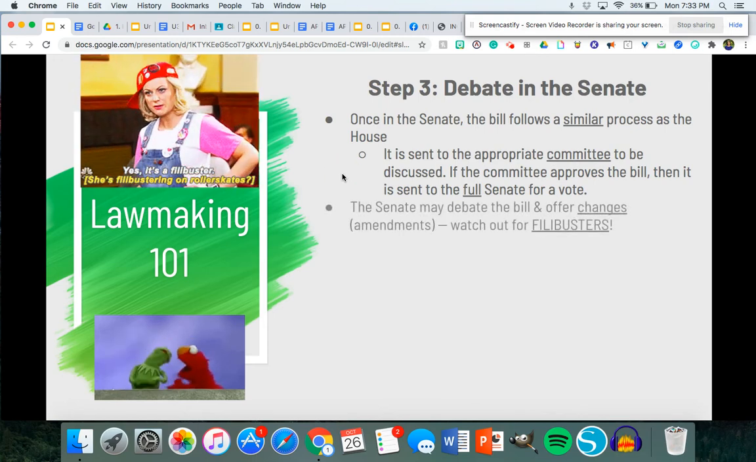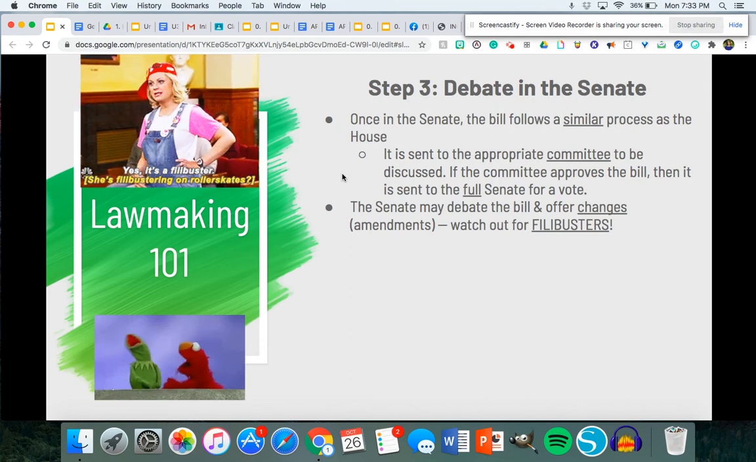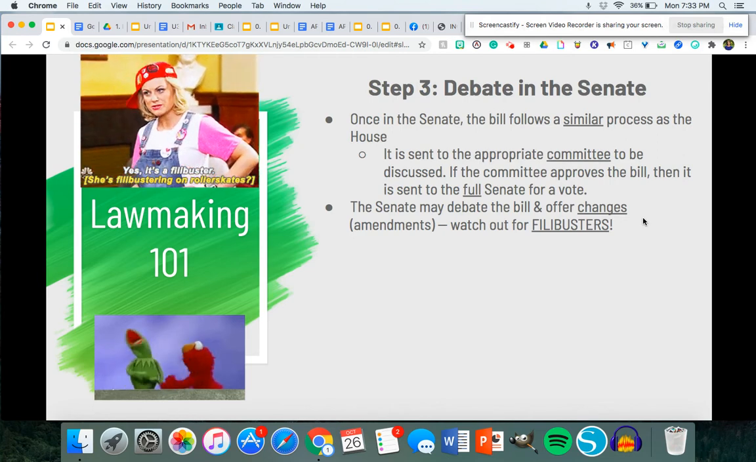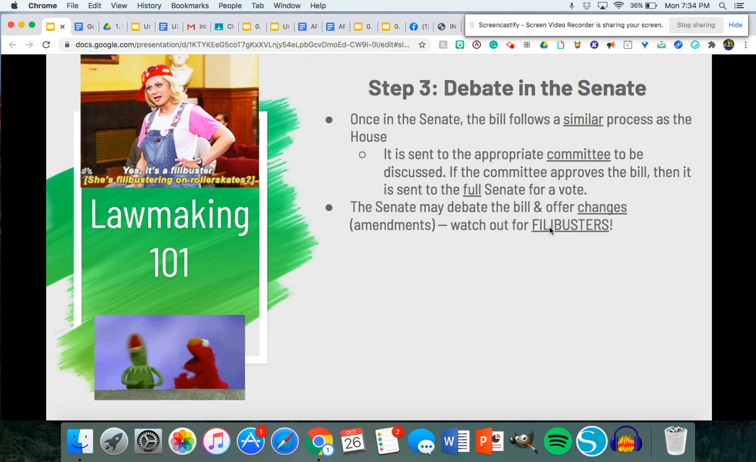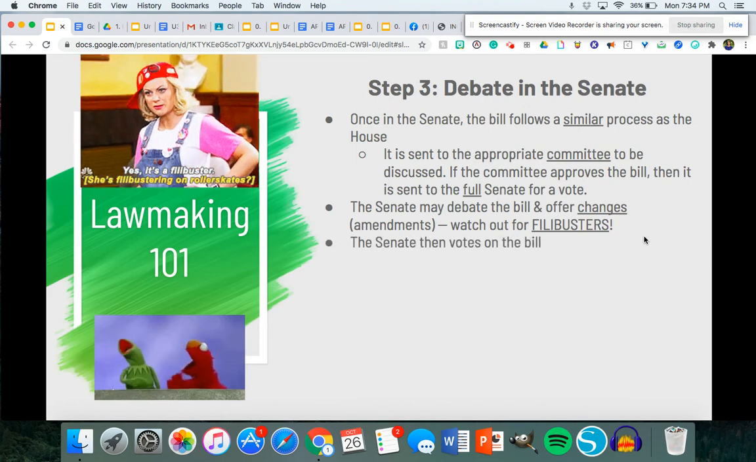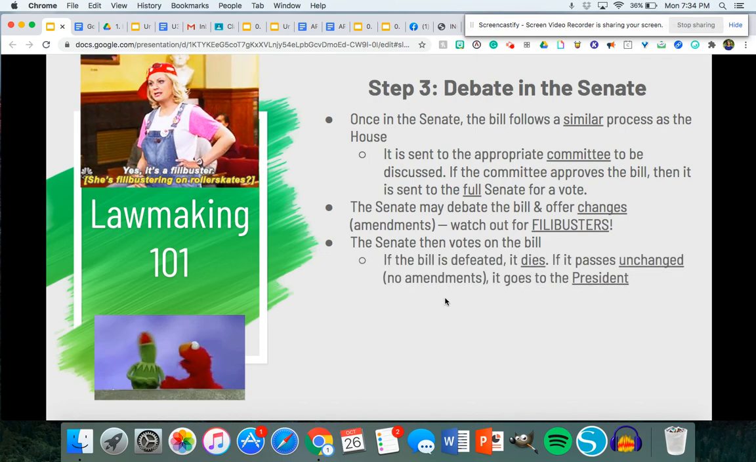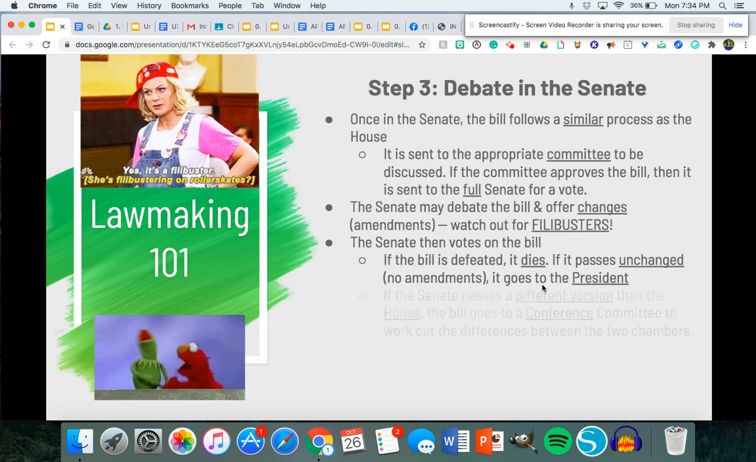Very similar process there. Now, the Senate may also debate the bill and offer changes or amendments, just like in the House. But what's different about the Senate process is that filibusters can happen. Okay, filibusters, and I will show you guys an example of this in class. Remember, a filibuster's purpose is to delay action or voting on a bill. If there is no filibuster, the Senate would then vote on the bill. If the bill is defeated, it dies. And if it passes, once it passes unchanged without amendments, it then goes to the president.